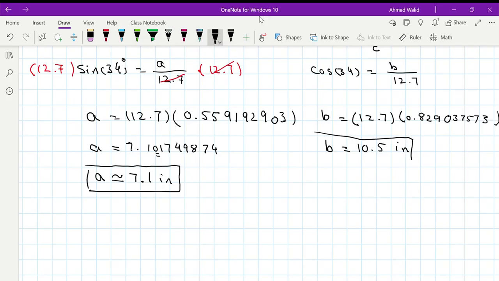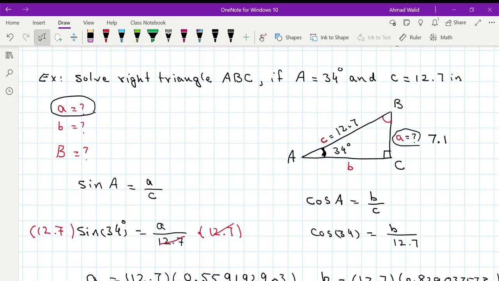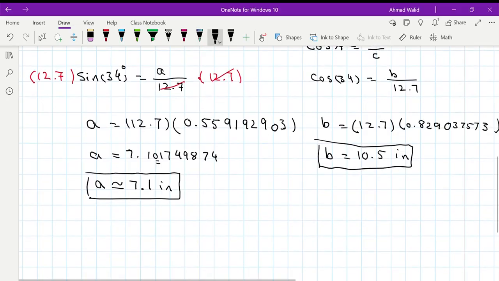Now the last one, I want to find angle B. How much is B? Very easy. This angle is 90 degrees. This angle is 34 degrees. How much is B? You know A plus B plus C.